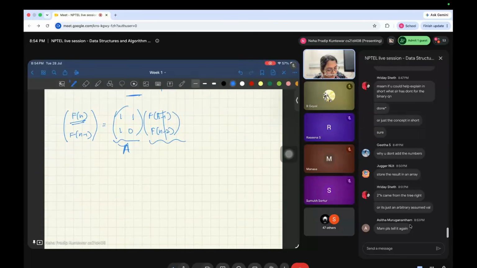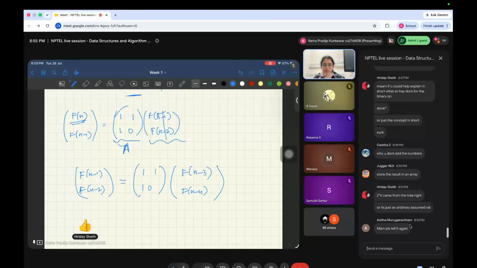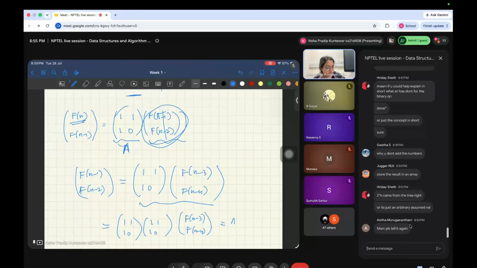Okay, what I can do is I can say f of n minus 1, f of n minus 2 is nothing but 1 1 1 0, f of n minus 3, f of n minus 4, right? You're just replacing the variable n with this. So what does this give me? By replacing this with this term, this gives you 1 1 1 0, 1 1 1 0, and f of n minus 3, f of n minus 4, which is nothing but A squared times f of n minus 3, f of n minus 4.